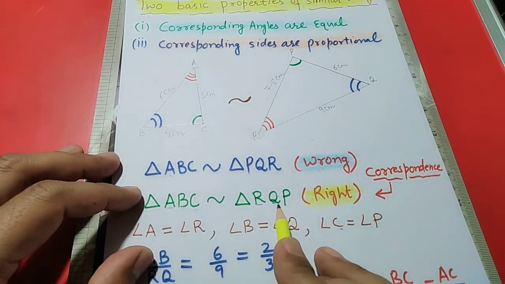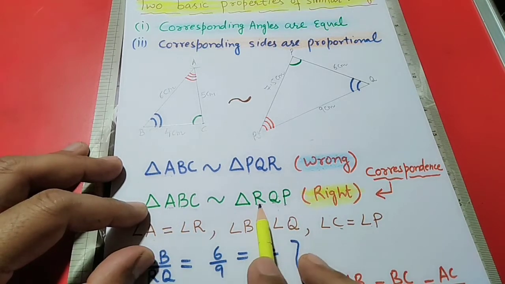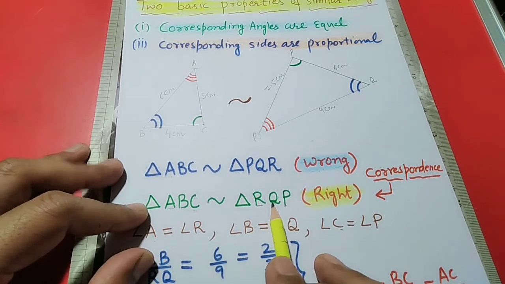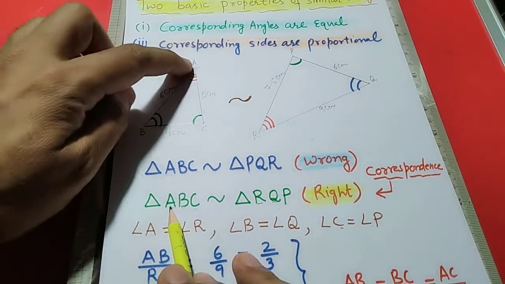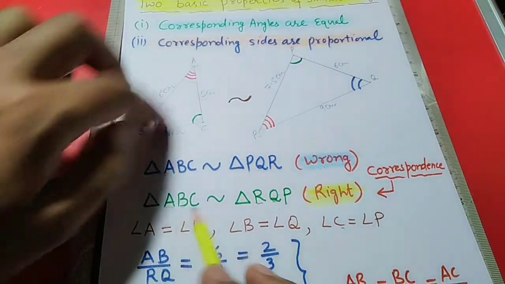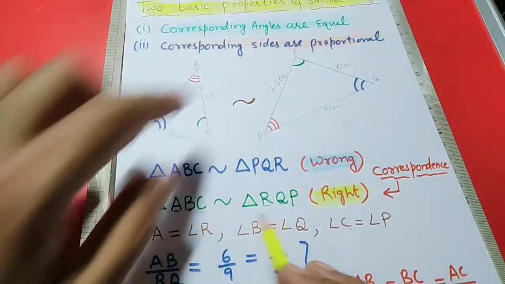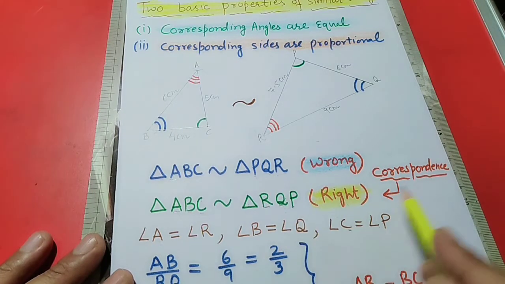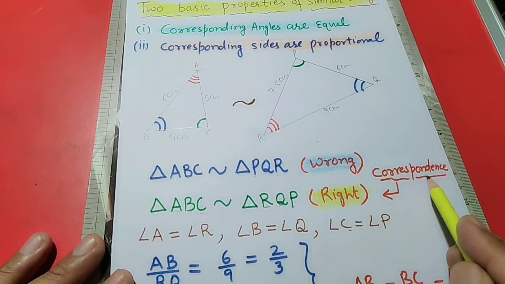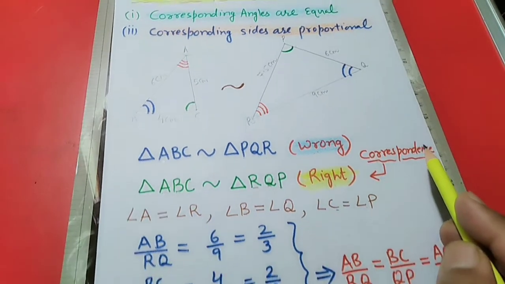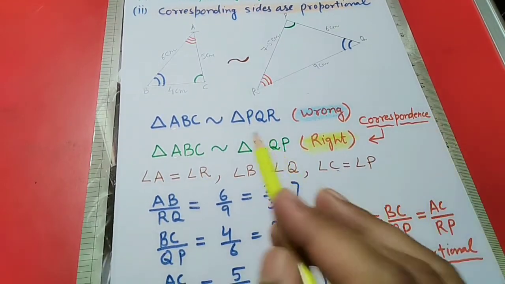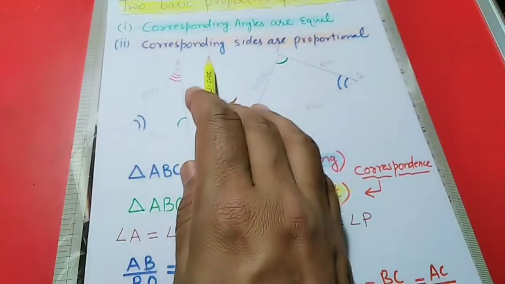You have to keep in mind whenever you are writing down two similar triangles, there must be a correspondence. It means A equal to R, then B equal to Q, then C equal to P. So in this way this is right, because there is a correspondence. This is exactly the meaning of correspondence. Now the second property was corresponding sides are proportional.